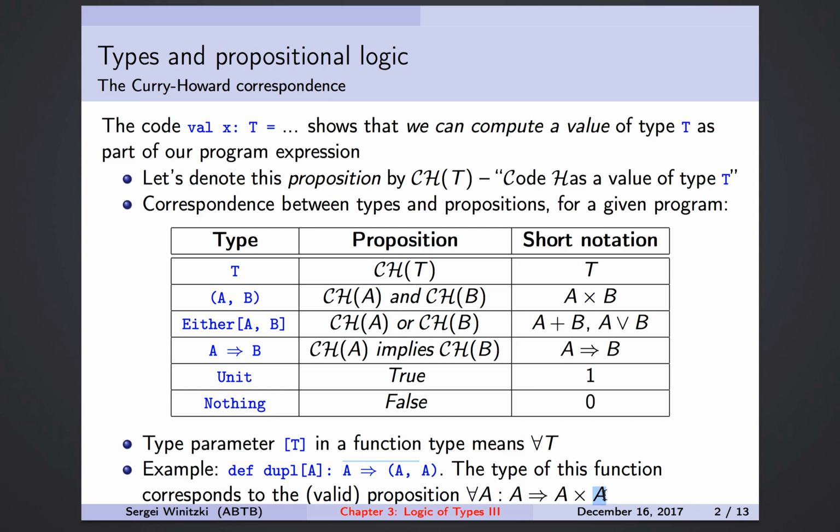Now, this proposition doesn't seem to be very deep. Correspondingly, this function is not very interesting. It just takes a value and duplicates it, repeats it in both parts of the tuple. Not a very interesting function, admittedly. It's just a very simple example that illustrates the correspondence between types and propositions.